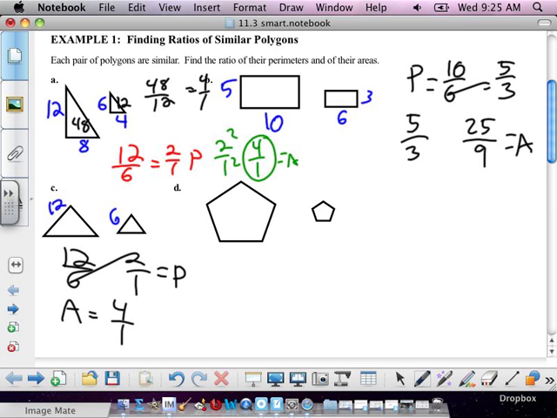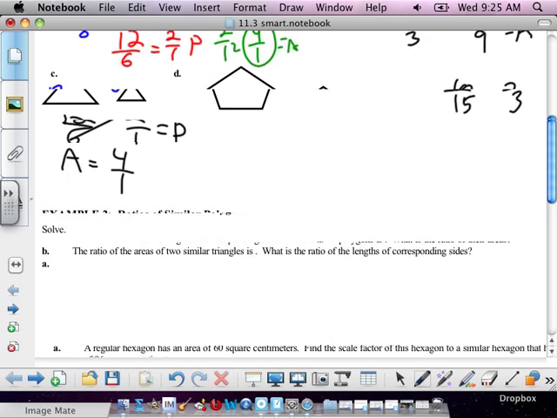How come the 10 doesn't go lower, like to 2? Because with 10 and 6, the only number that goes into both of them evenly is 2. So that's how I got 5 and 3. If I had like 10 over 15, I could divide them by 5, and I would get 2 over 3. It's whatever goes into both the top and bottom evenly. Okay? All right, let's move on to example 2.